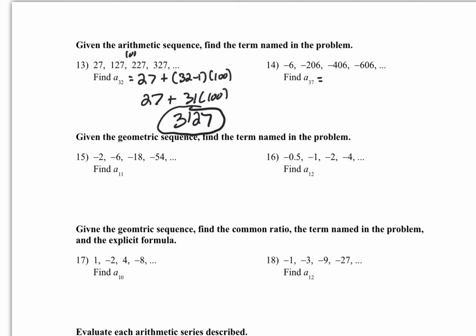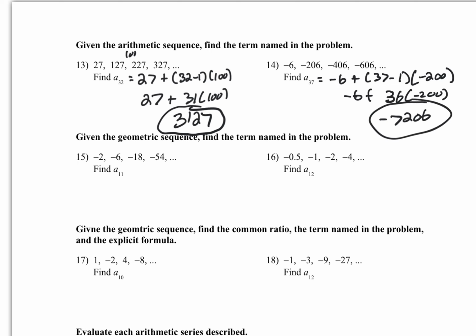Arithmetic sequence again, so our first term is negative 6, plus, we're finding the 37th term, so it's 37 minus 1. Our difference in here looks like we're dropping by 200. So negative 6 plus 36 times negative 200. Negative 7,206.